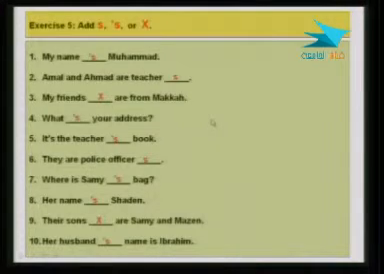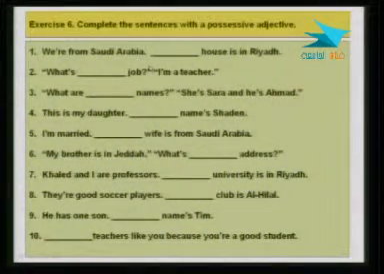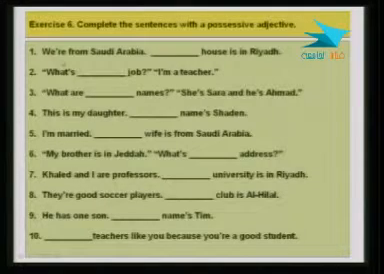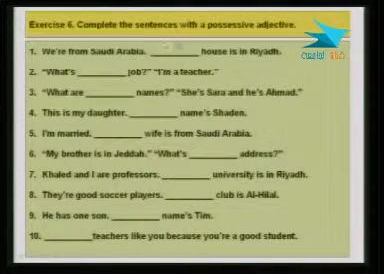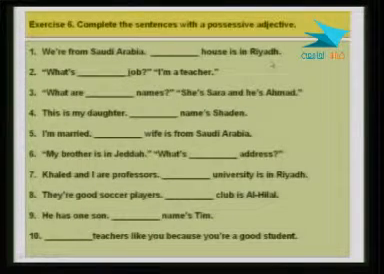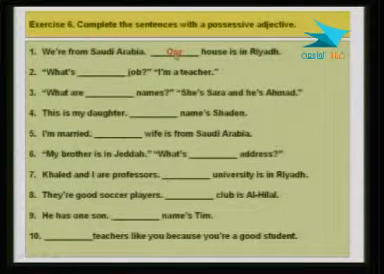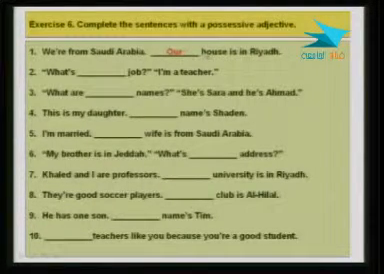All right, next exercise, I think if we have one: complete the sentences with a possessive adjective. And there you go. We are from Saudi Arabia. Now we need a possessive adjective that says our house is in Riyadh. We are from Saudi Arabia, so our house is in Riyadh. It is our. All right. It is our. Our house is in Riyadh.